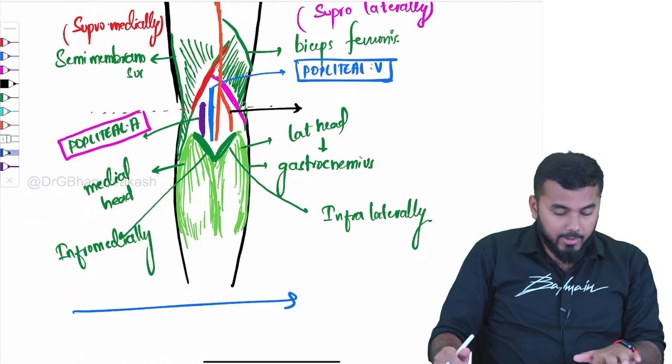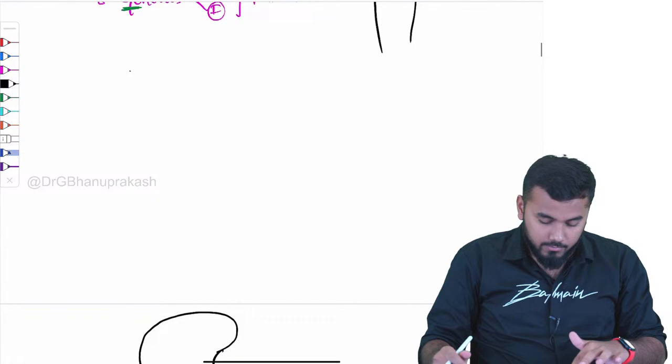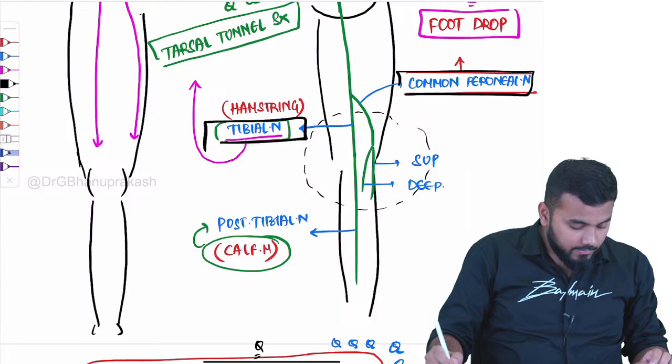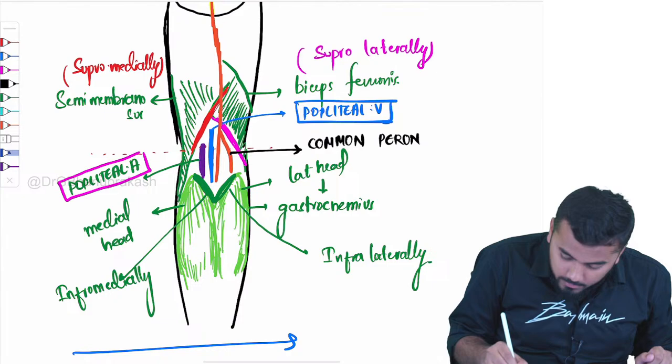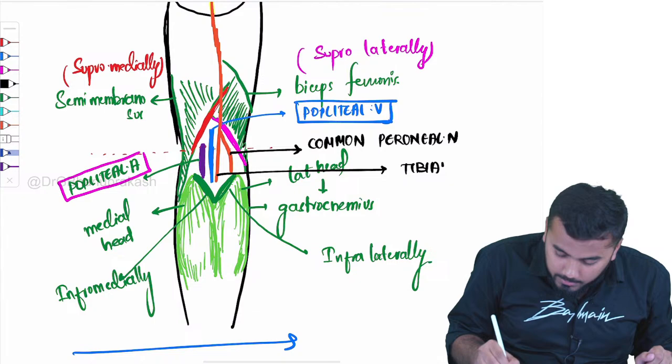You remember it, right? Same things we have discussed here. Look here. Common peroneal nerve and this is called the tibial nerve. Common peroneal as well as the tibial nerve. Very good, guys. So this will be my common peroneal nerve and this is going to be the tibial nerve.